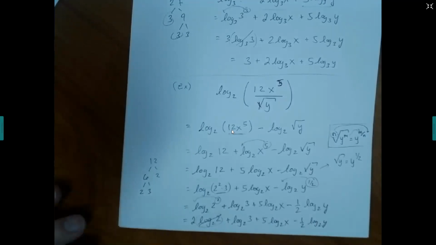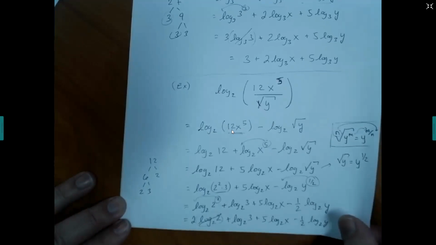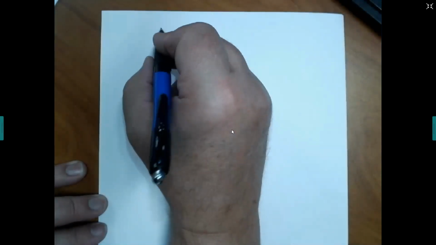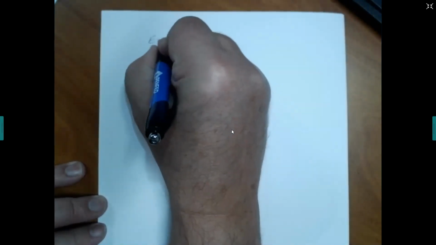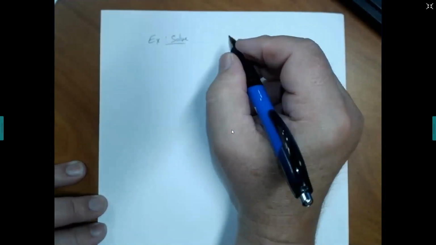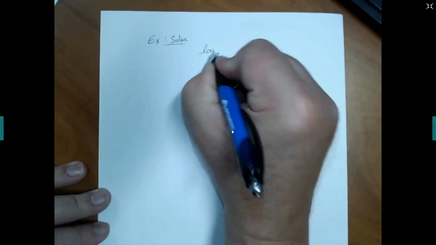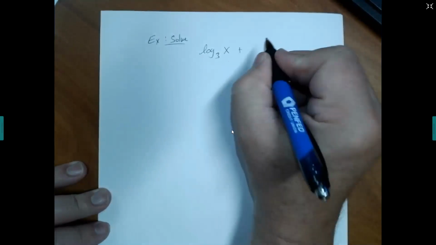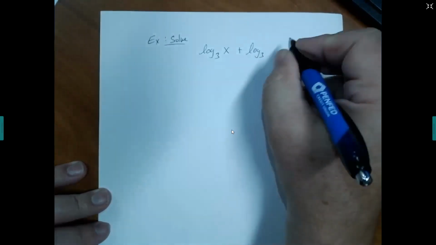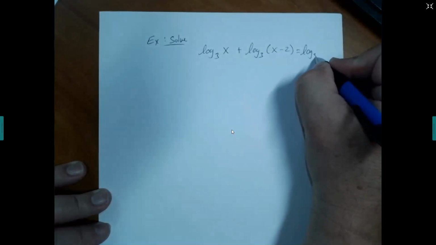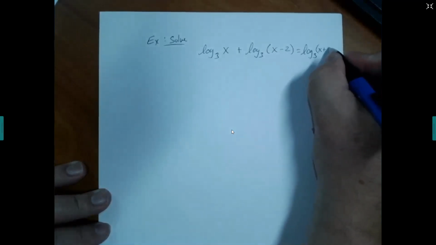All right, let's see. So these are just simplifications. Let's look at a couple of examples of solving logarithmic and exponential equations. Here's one. Log base 3 of x plus log base 3 of x minus 2 equals log base 3 of x plus 10.